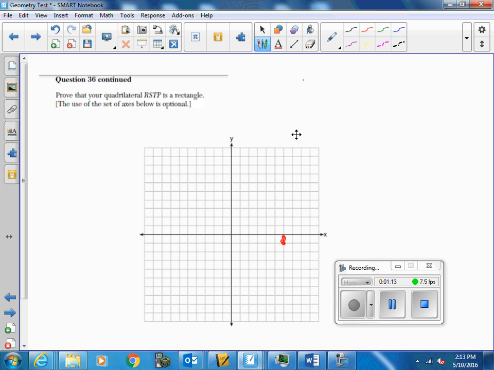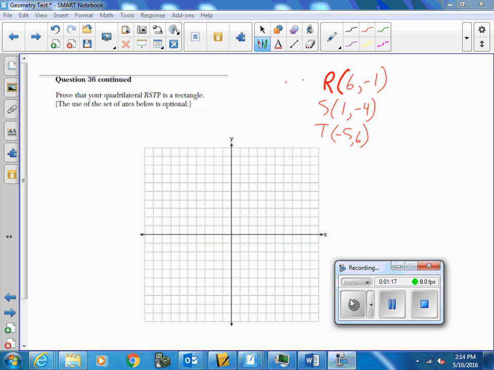6, -1. All right, I'm going to pause this for a second and calibrate this board. Okay, I'm back. Had to calibrate the board so it's working right, and got that done. So let's go ahead and graph our points. So we have R is 6, -1. So we have this point R, and we have 1, -4 for S, and T is -5 and 6.